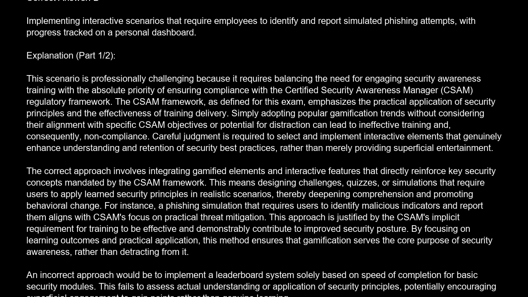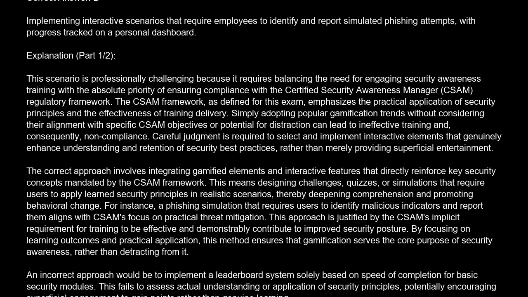Careful judgment is required to select and implement interactive elements that genuinely enhance understanding and retention of security best practices, rather than merely providing superficial entertainment. The correct approach involves integrating gamified elements and interactive features that directly reinforce key security concepts mandated by the CSAM framework. This means designing challenges, quizzes, or simulations that require users to apply learned security principles in realistic scenarios, thereby deepening comprehension and promoting behavioral change.